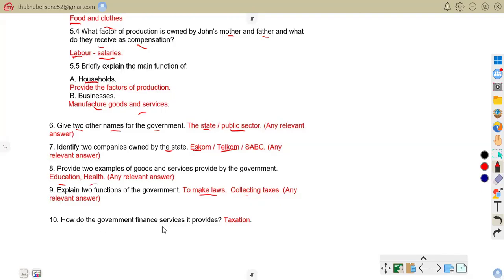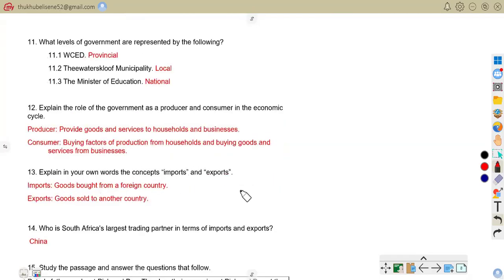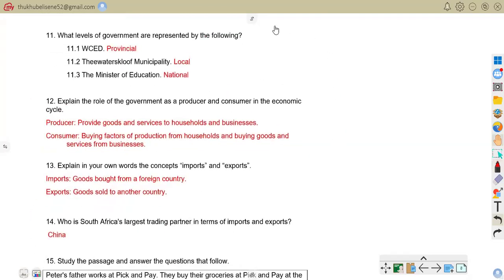How does government finance services it provides? Through tax that it collects from business, it collects from individuals. So that is that. So now let us move on to 11 now. So let us be on 11.